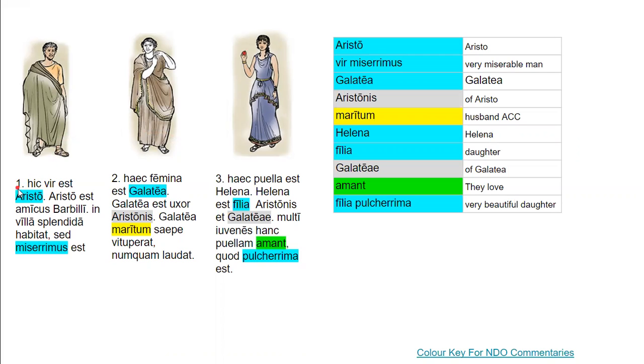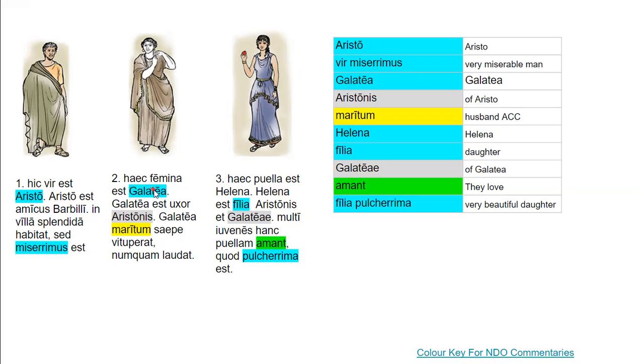Hic vir est Aristo. This man is Aristo. So hic is modifying vir. Aristo est amicus Barbili. So Aristo is the friend of Barbilus. Barbili right there is a genitive. In villa splendida habitabat, sed miserrimus est. So he lives in a splendid house, a wonderful house, but he is very miserable. Okay, superlative adjective right there.